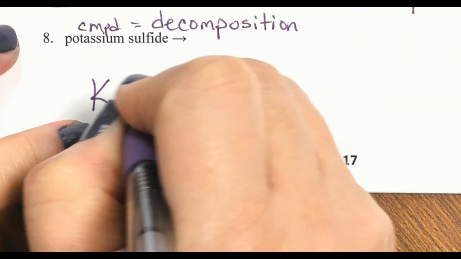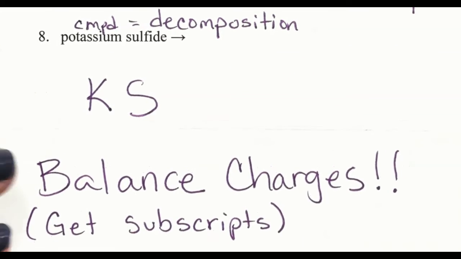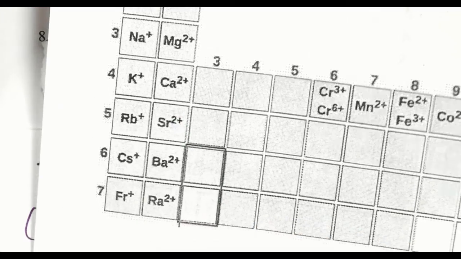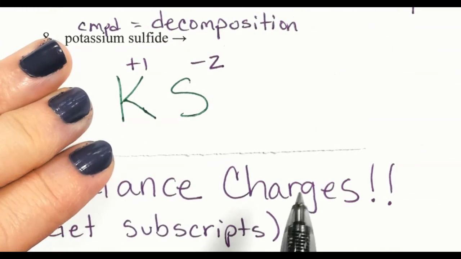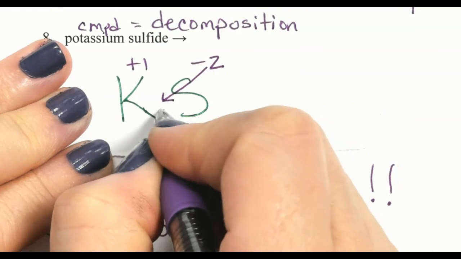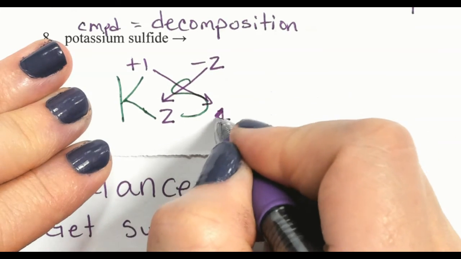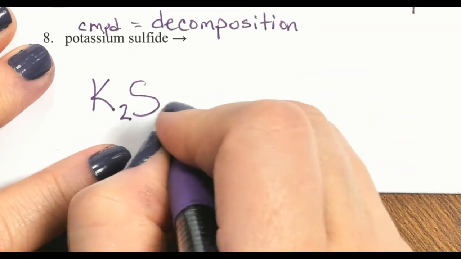Potassium is K and sulfide is S, but it's a compound, so you have to balance the charges and get the subscripts. I've rewritten it on a separate place, and now let's go find that potassium is a plus 1 and sulfide is a negative 2. So this is plus 1, negative 2. I'm going to crisscross. So this means I have a subscript of 2 here. This gives me a subscript of 1 here. We do not write subscripts of 1, so it's going to be K2S. So here it's K2S. Now we can put our yield sign.